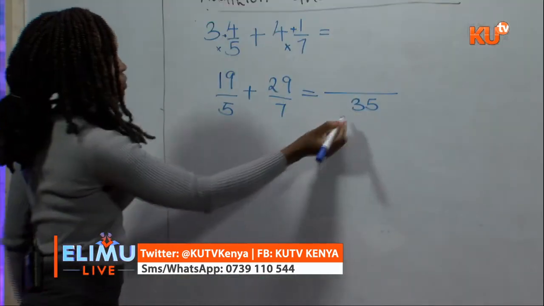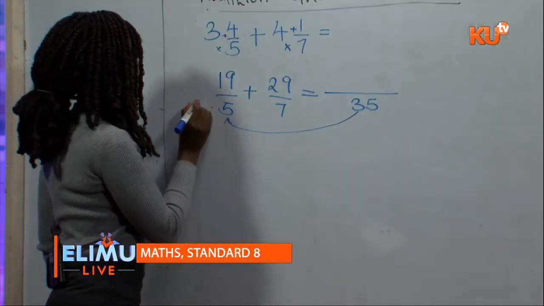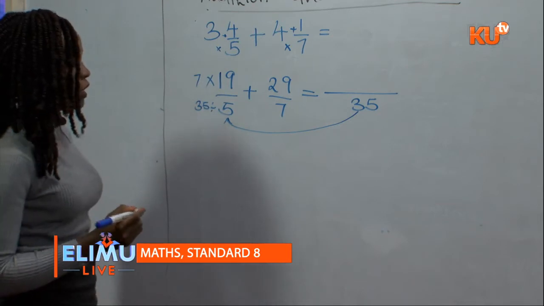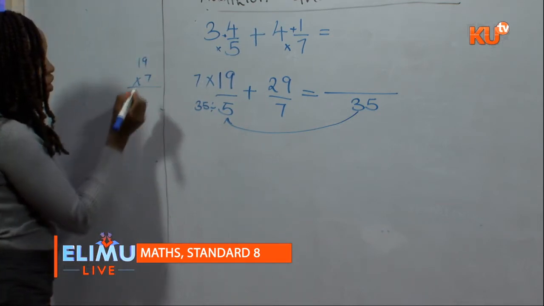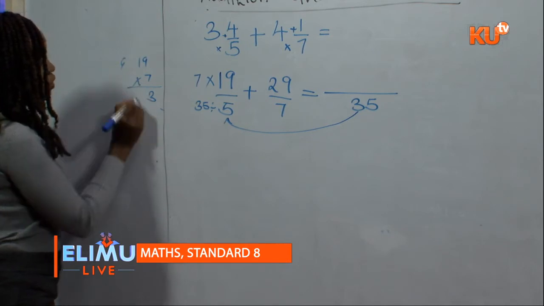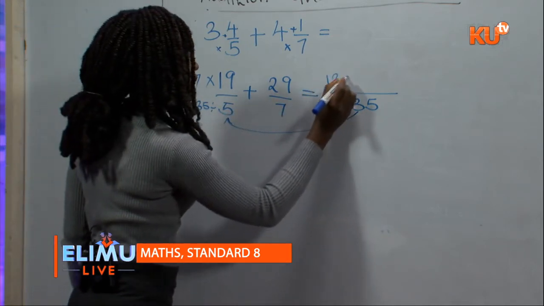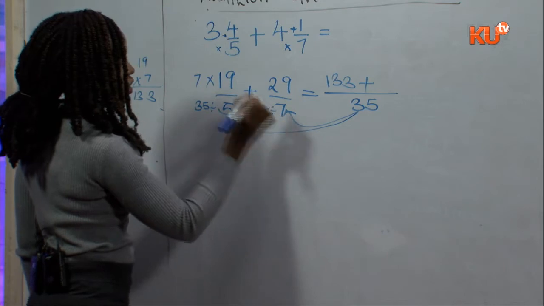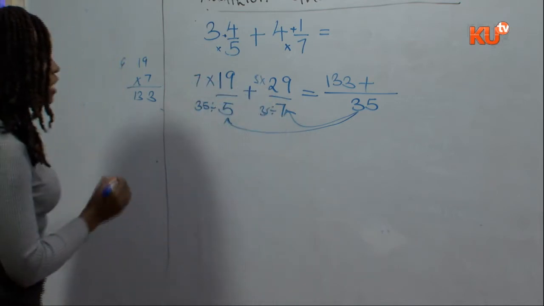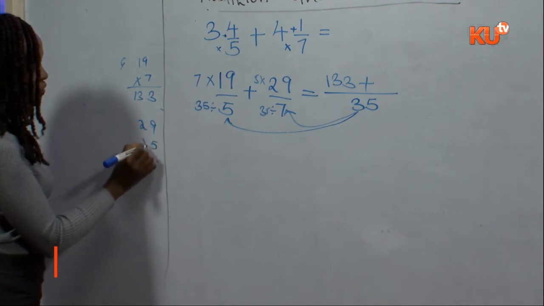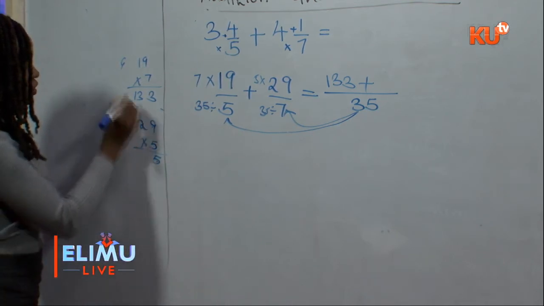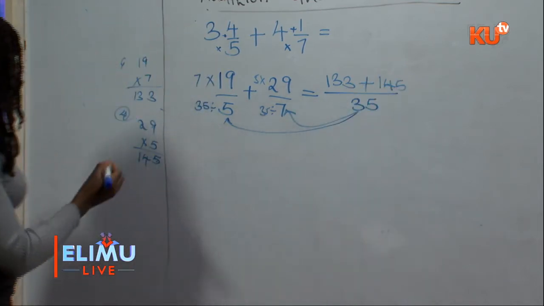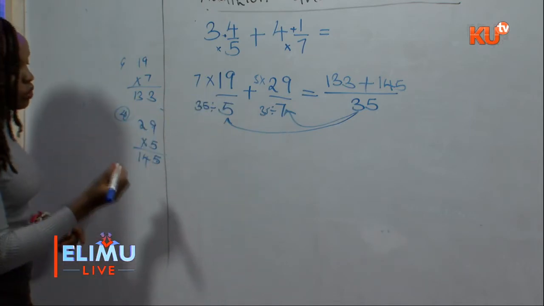So 35 divided by 5, it is going to be 35 divided by 5. We get 7, then it is 7 times 19. 19 times 7, we get 133 plus then 35, the same 35 divided by 7, we get 5, then 5 times 29, we get 145. Then we take 133 plus 145.